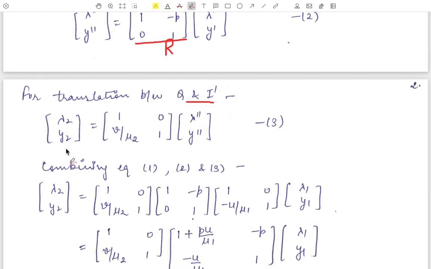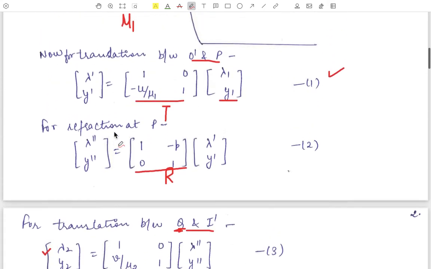Again, the output matrix is equal to the translation matrix here into the input matrix. The input matrix will be the initial point, that is point Q, lambda double dash, y double dash. The output matrix will be the coordinates of point I dash, that is lambda 2, y2. And here we have the translation matrix again, 1 0 d upon mu and 1.